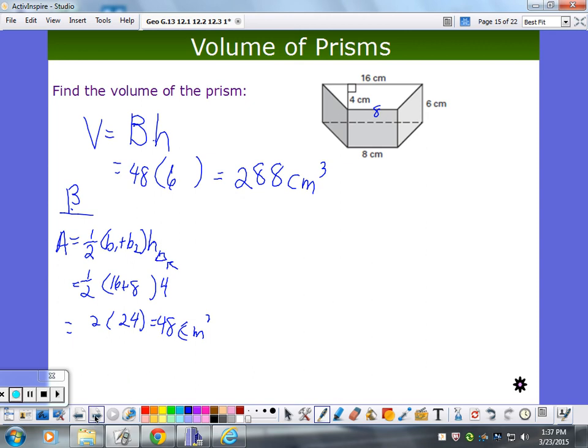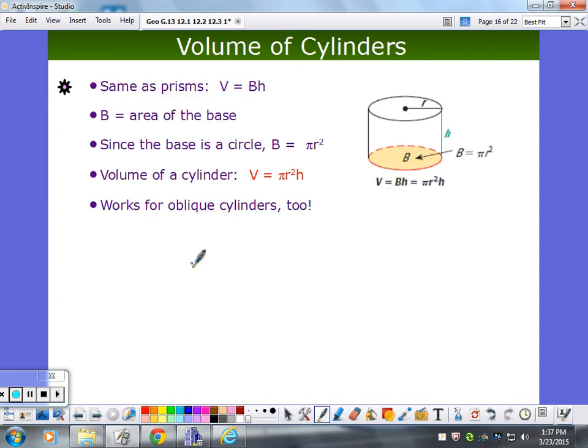Alright, example B is working with volumes of cylinders. And cylinders are kind of just curvy prisms in a way. So it's the same formula. V equals uppercase B, the area of the base, times the height, the distance between the two bases. With a cylinder, my base is a circle, right?